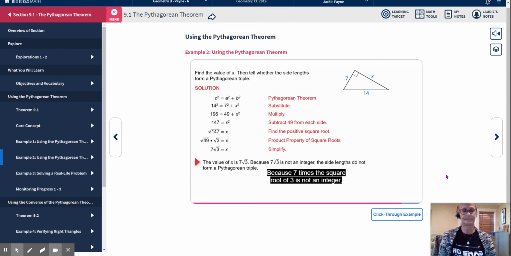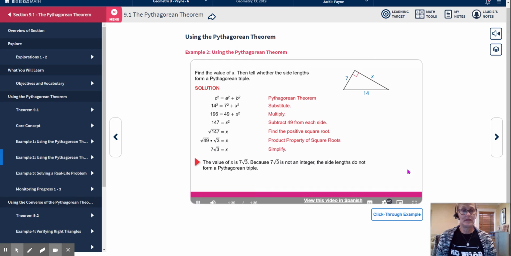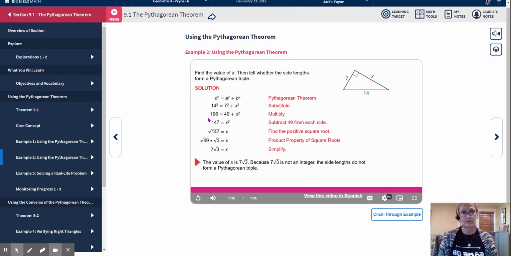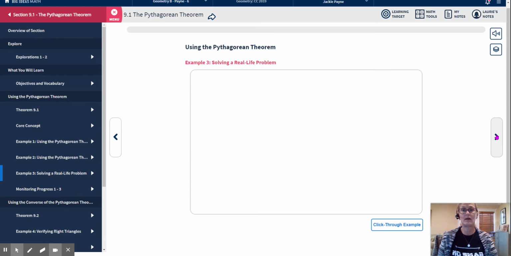Because 7 times the square root of 3 is not an integer, the side lengths do not form a Pythagorean triple. And the difference, of course, in this problem as opposed to the last one is you were given the hypotenuse, not one of the legs. So it makes a little bit of a difference in how it's solved.